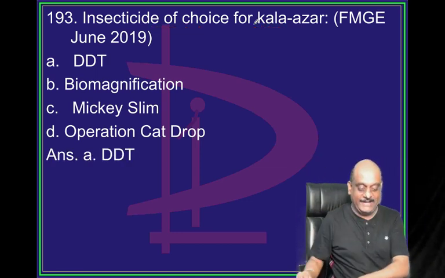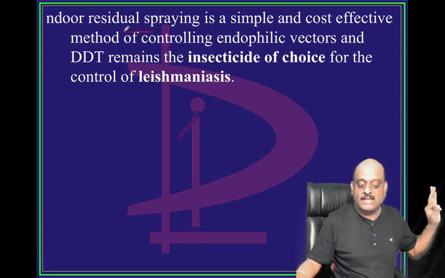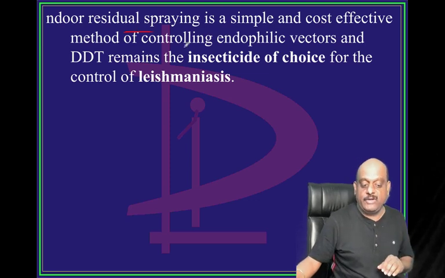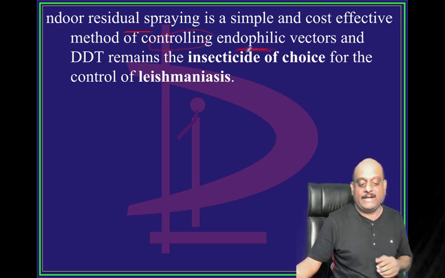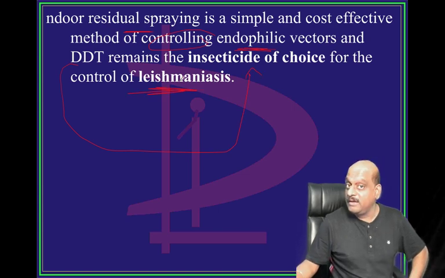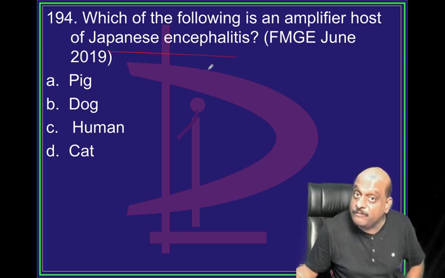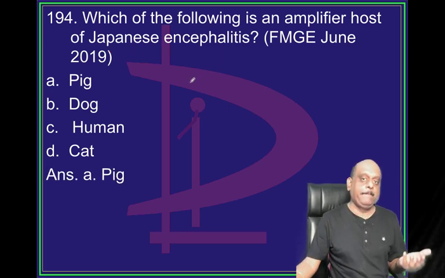Excellent. DDT is what you should remember. Indoor residual spraying is the simplest, cost-effective for controlling endophilic vectors, and DDT is the insecticide of choice for leishmaniasis. What is an amplifier host of Japanese encephalitis? Pig.